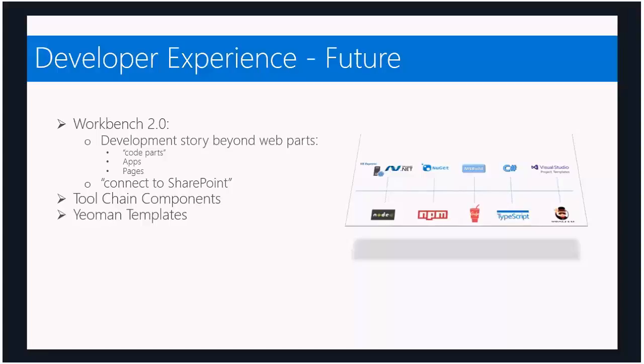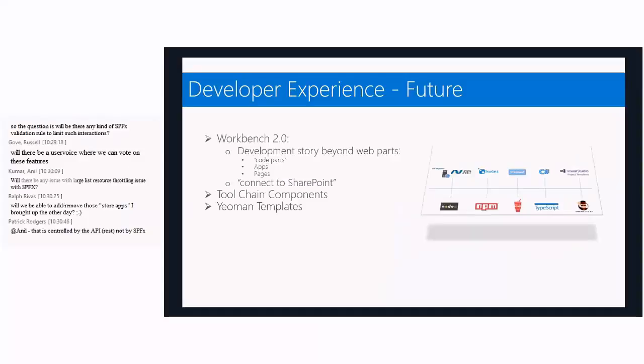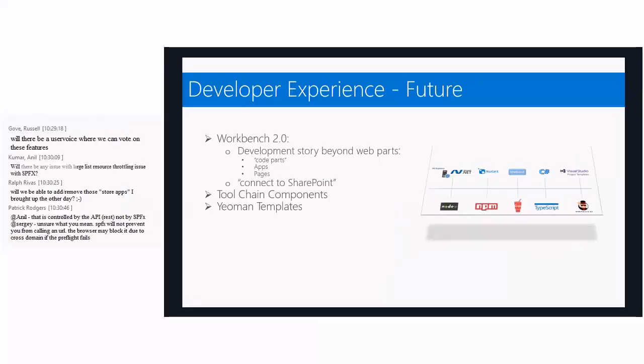Toolchain components and additional Yeoman templates. So toolchain components, more flexibility on what you can do whenever we actually build the tooling or the apps. So what's going to happen? You can do more flexible gulp tasks or whatever. And then also additional Yeoman templates.